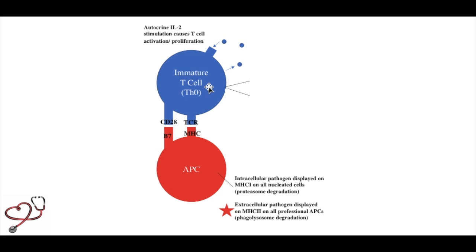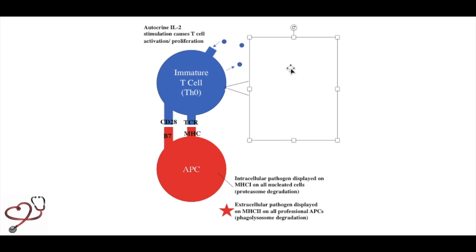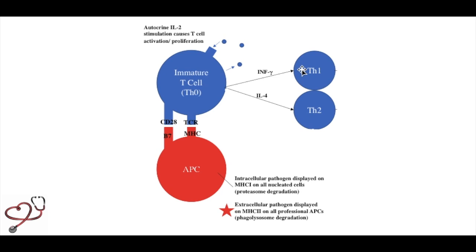In response to this interaction plus co-stimulation, the immature T cell will start upregulating its secretion of IL-2 as well as IL-2 receptors. So this is IL-2, and this is it activating upon the immature T cell through what we call autocrine IL-2 stimulation. And that's going to cause the T cell to undergo activation and proliferation. So it'll activate in order to give either a Th1 cell or a Th2 cell. Now these are both T helper cells, but just different types, and they have distinct roles.